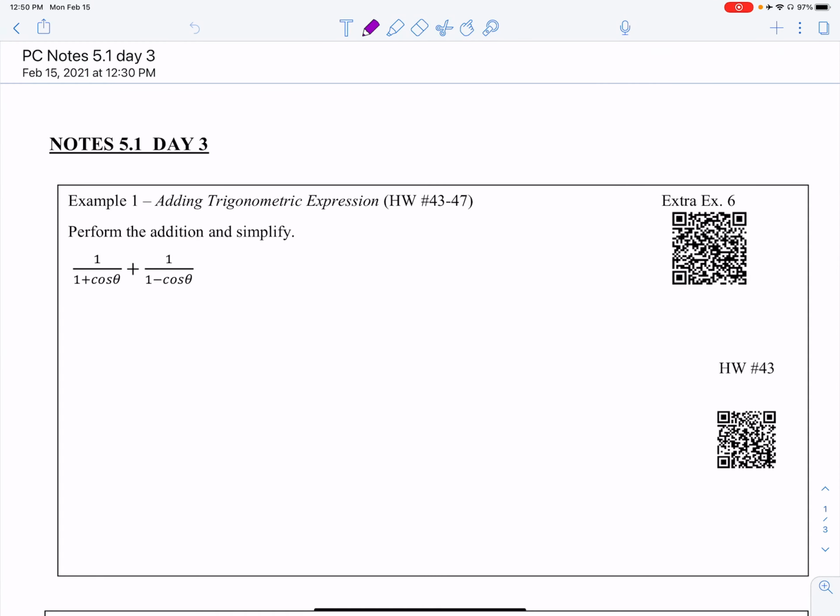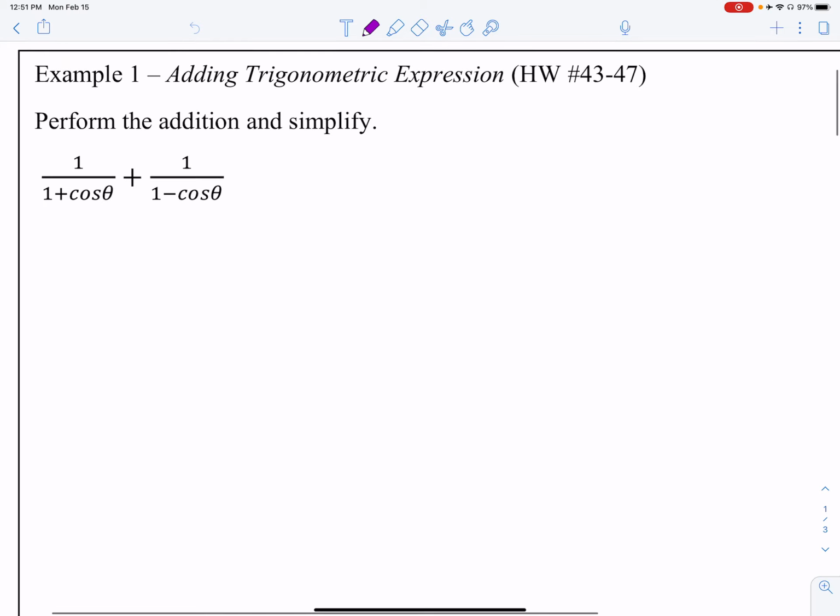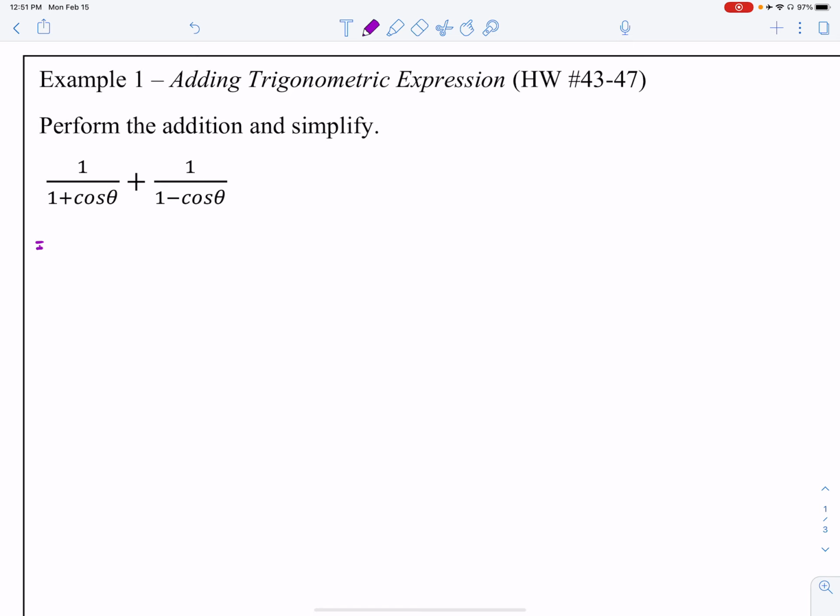Precalculus 5.1, Day 3. So in example 1, we are going to be adding these trig expressions, and in order to add them, we need a common denominator. And so again, on these, you need to start by copying the original problem, work down the page, and when you start on each line, start with an equal sign.